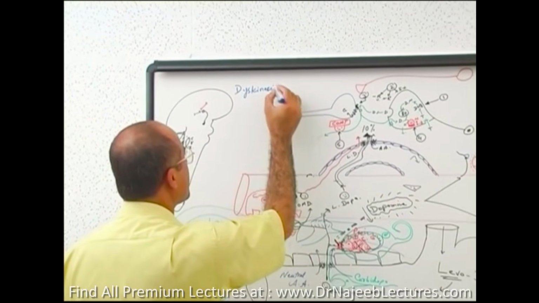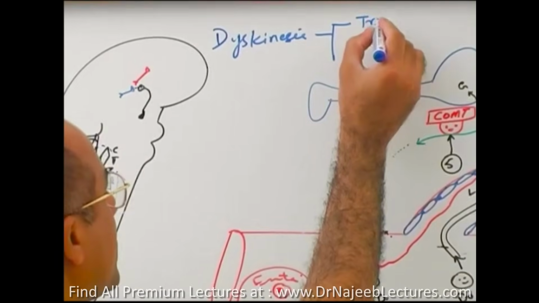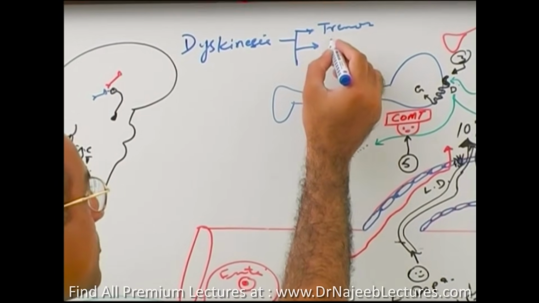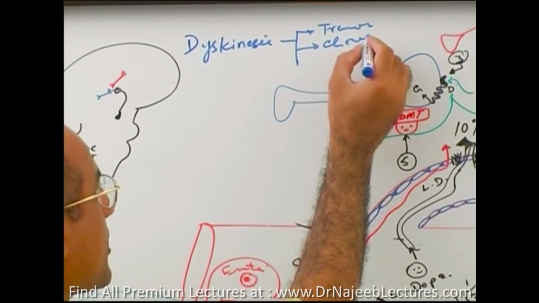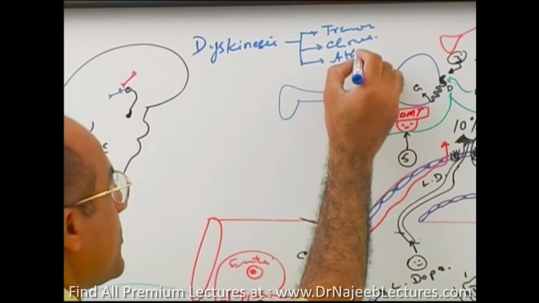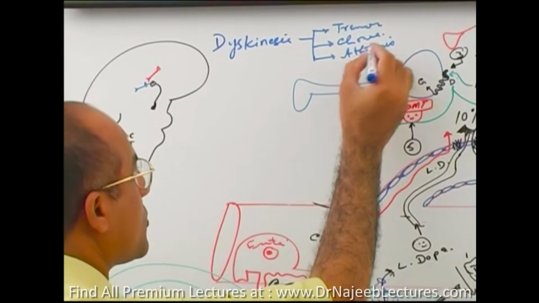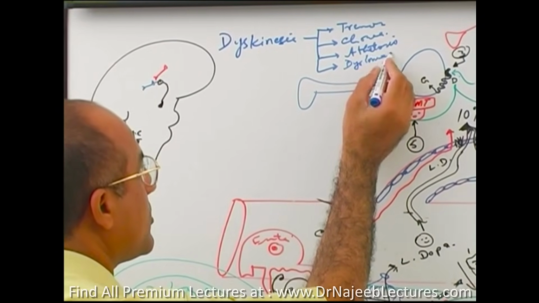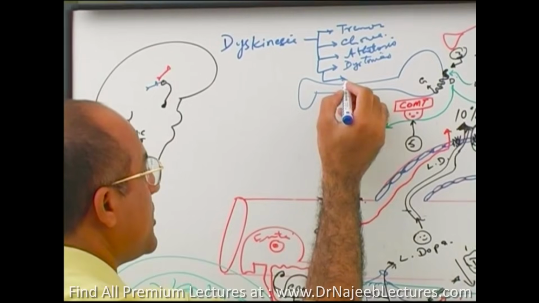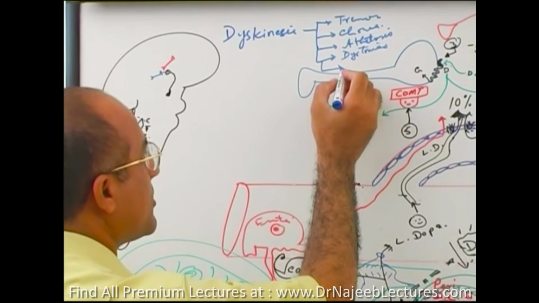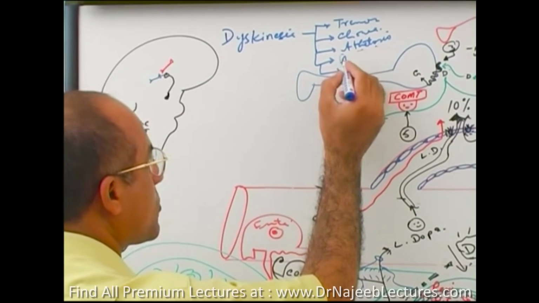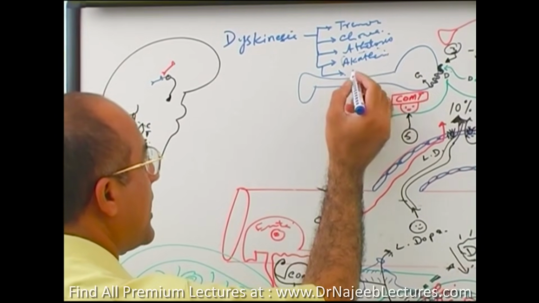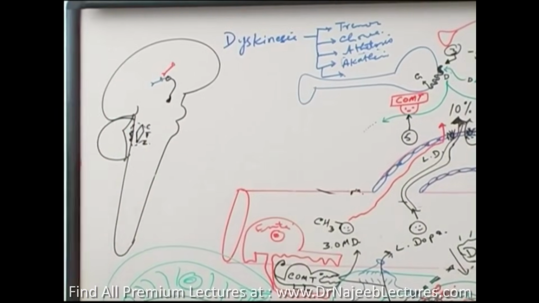Dyskinesias or hyperkinesias. These may be tremors. These may be chorea. These may be acidoses. These may be dystonias. Your akathisia, especially, rather than dystonia, write down akathisia. And a lot of problems. So what really happens?